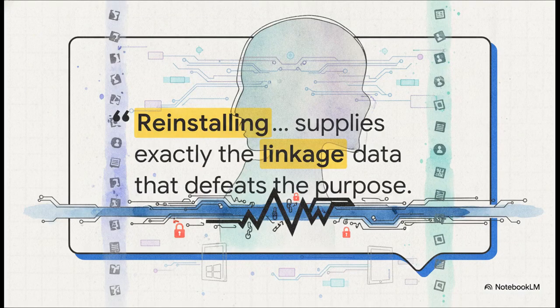Cybersecurity analysts reviewing the court case put it perfectly. They said, reinstalling to obtain a new identifier, then signing back in, supplies exactly the linkage data that defeats the purpose. These partial suppression attempts actually cement your tracking profile because you're literally handing the server the exact bridge it needs to link your old activity to your fresh installation.